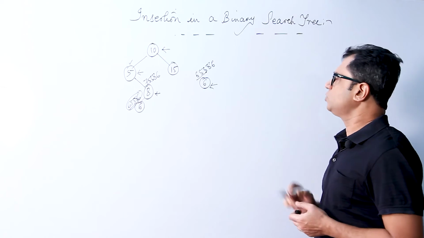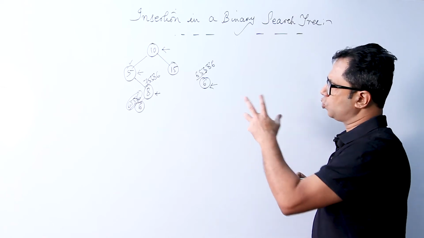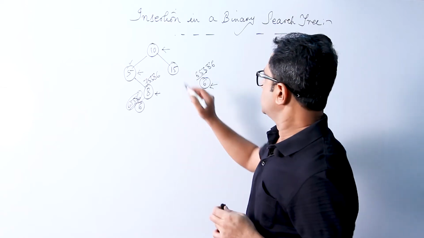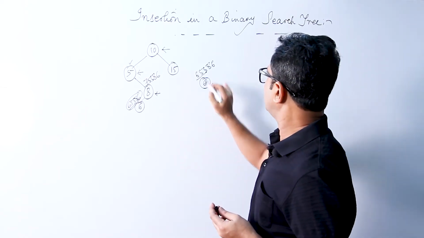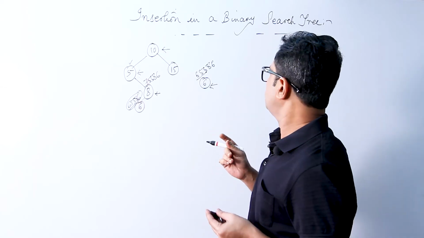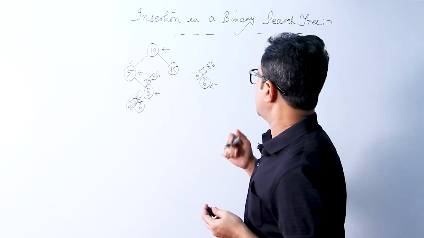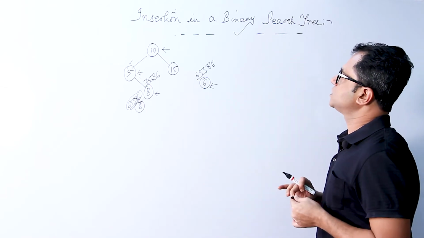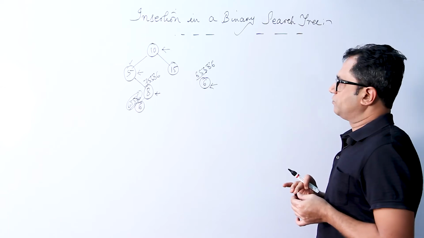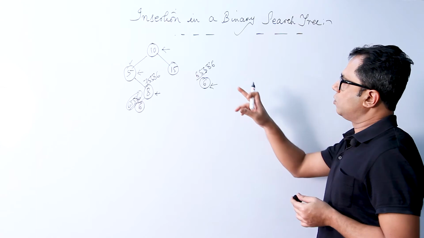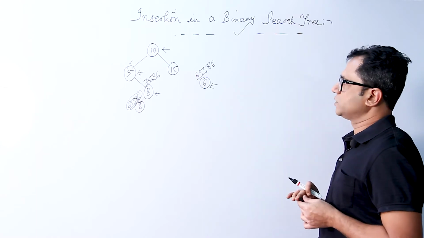We are going to write the code, the function or the algorithm of this insertion process, as a recursive function. In this video I am going to present it in the form of a recursive function, and in a later video I will explain this process in an iterative way. But for now we are going to write the recursive function or the recursive procedure of this insertion in a binary search tree. So let's write the code and come back to you.